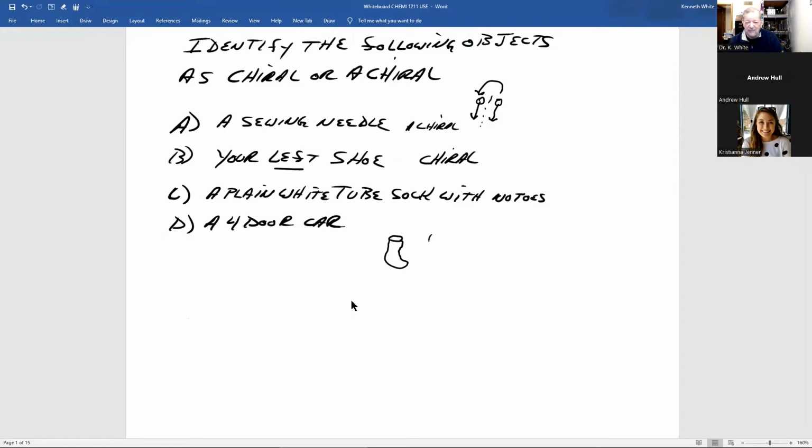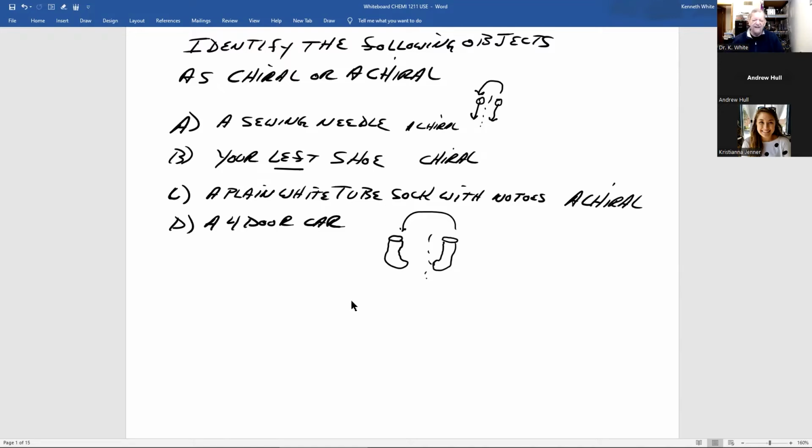That looks like something you put over your fire mantle for Christmas. And the mirror image would be sort of like this. And you could take this mirror image and superimpose it on the sock. And since it has a superimposable mirror image, it's achiral.